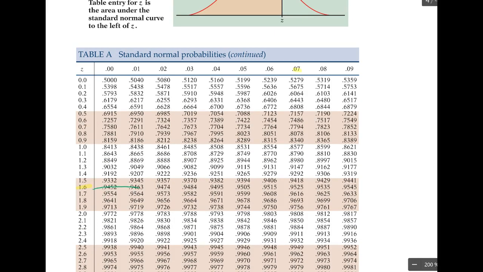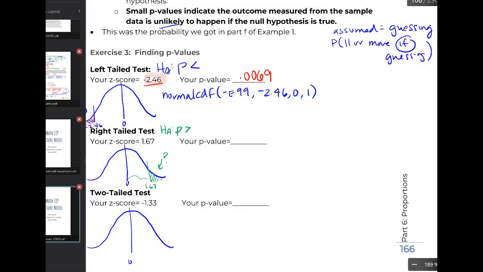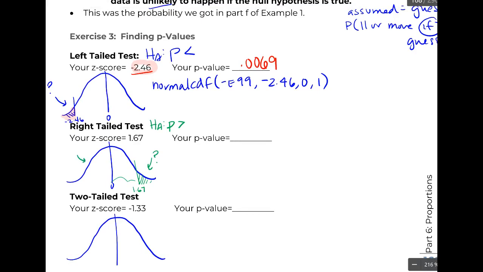We can go over, figure out where this is. 0.9525. The one thing I'll say here is if we do that, remember this is giving us the left side probability. So 0.9525 is over here, and we need to do a 1 minus.